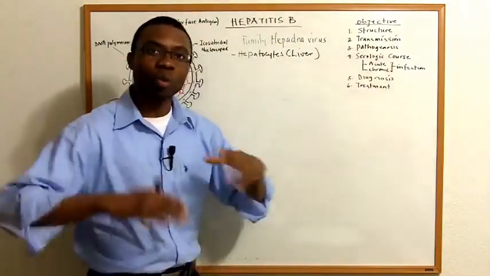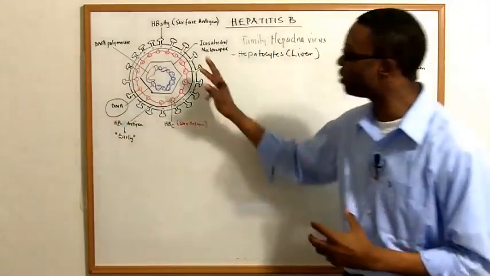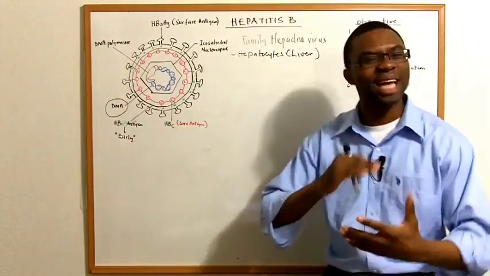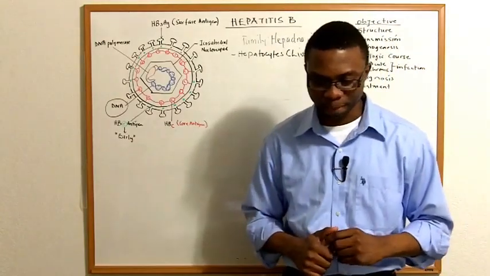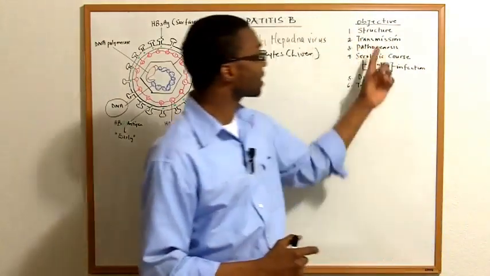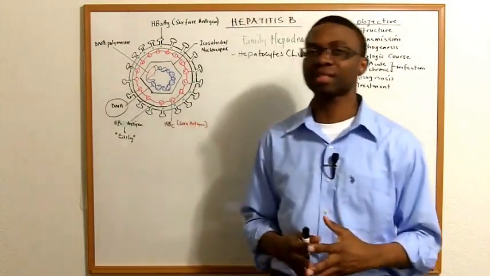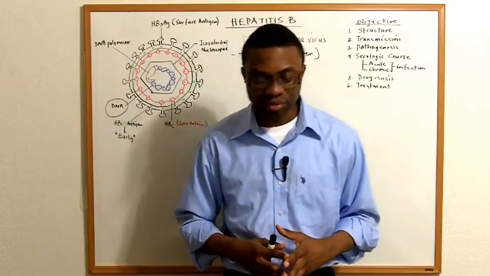Now that we know what the structure of hepatitis B looks like, I want you to keep an eye on it because this will really explain a lot of things. Now let's go over the next thing. How is hepatitis B being transmitted? How will people get infected with hepatitis B?